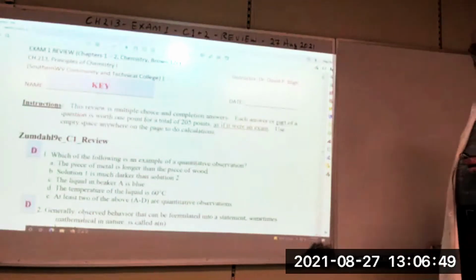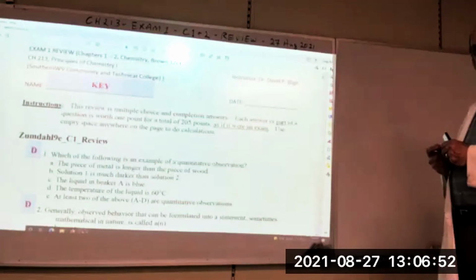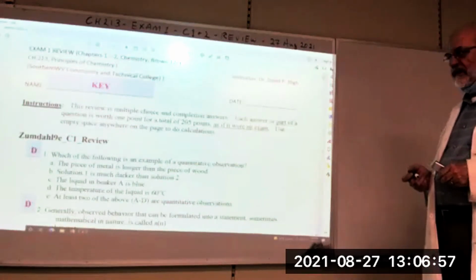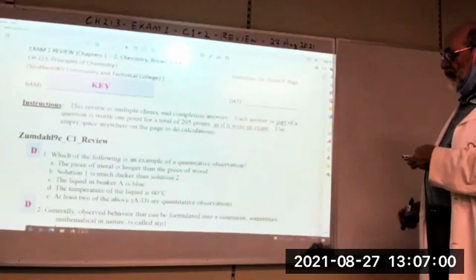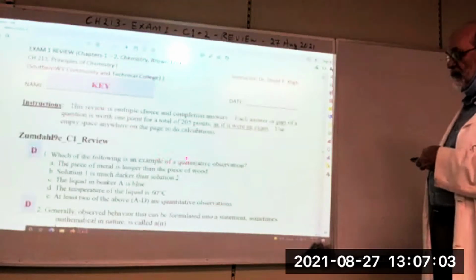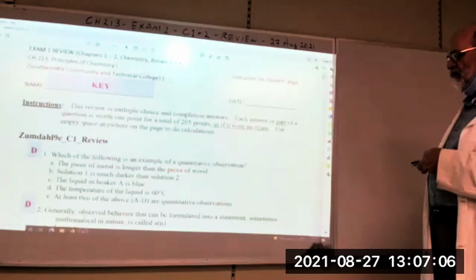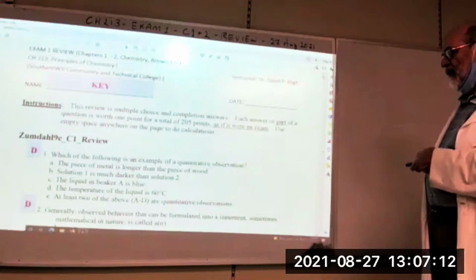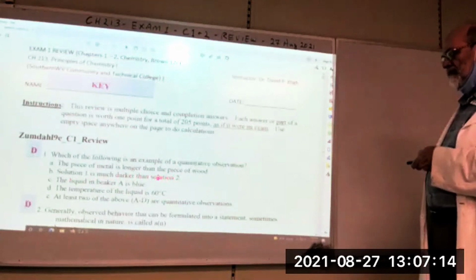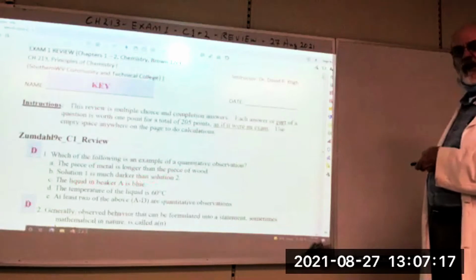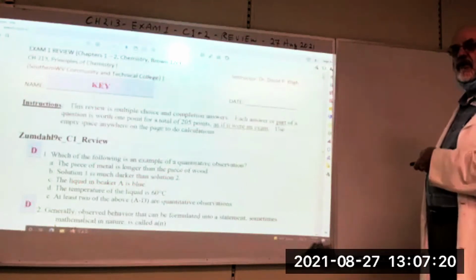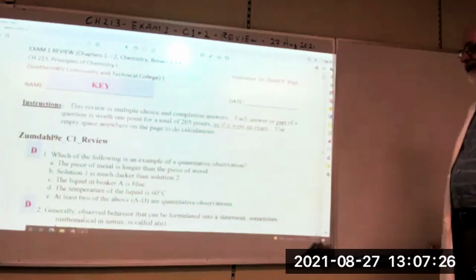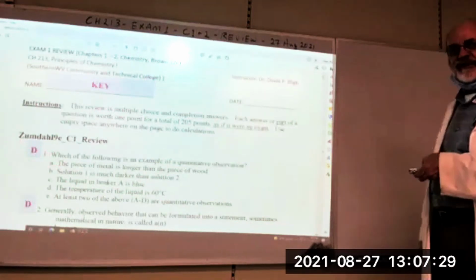So what's the difference between quantitative and qualitative? When you think of quantitative, think of numbers. You can put a number and a unit of measure to it. That's quantitative. So if we look at these examples, which of these are quantitative observations? A piece of metal is longer than a piece of wood? No, that's qualitative because there's no absolute measure there. Or solution 1 is darker than 2. Liquid in beaker A is blue, still qualitative. Qualitative is a general description. The temperature of the liquid is 60 degrees. That's it right there.